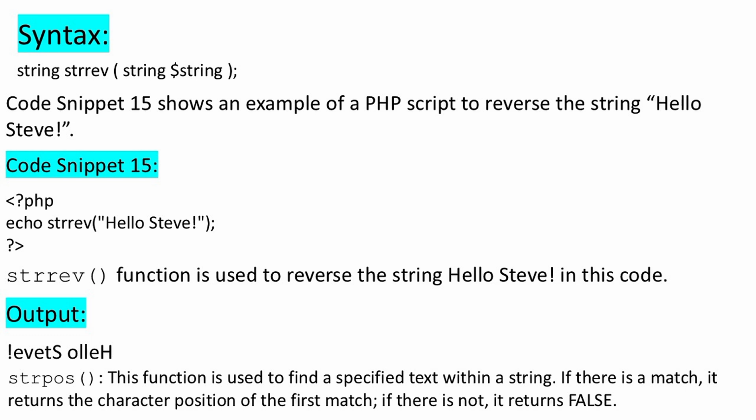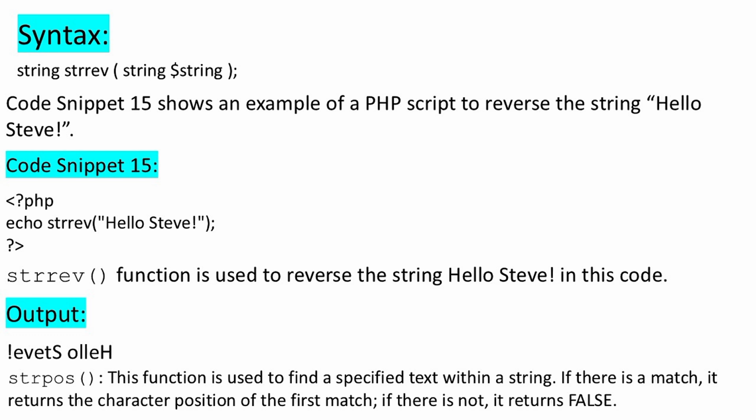Now let's talk about another simple and very useful PHP string function called strrev. This function is used to reverse a string, meaning it takes your text and flips the order of every character. The syntax for this function is written as string strrev, string. It accepts one input, which is the string you want to reverse, and it returns the reversed version of that same string. To see how it works, let's look at this short example.